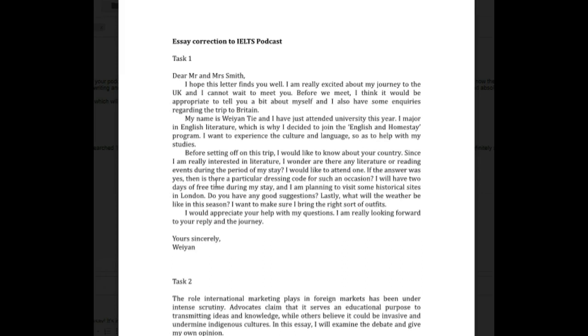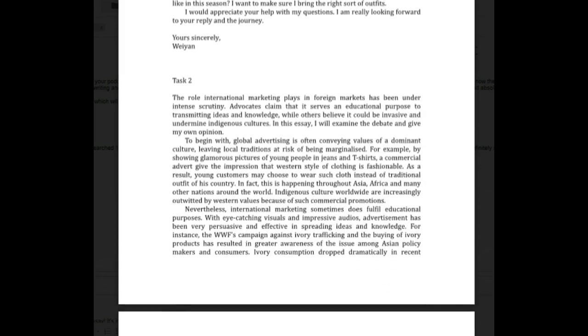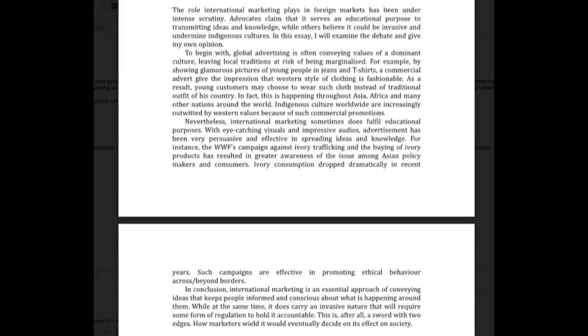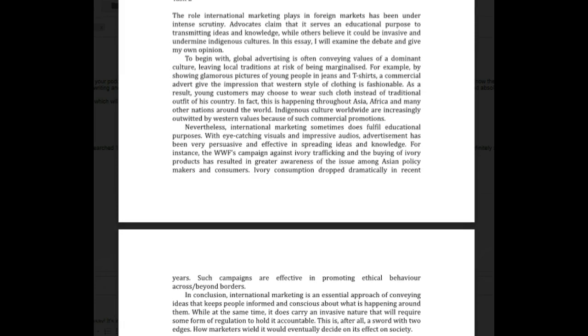However, everything else is very nice, it's very good, it's very appropriate, it's all lovely. All right, just those couple of things. So let's look at your task 2 now. Okay, this is the international marketing one. Remember, you're supposed to discuss both views and give your opinion as well. So let's see what you did with that.